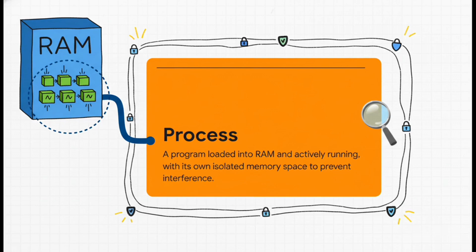And this brings us right back to that key term we mentioned earlier, a process. So once a program is loaded into RAM, it's not just a program anymore, it is a process. The OS gives it its own little walled-off garden, its own isolated sandbox in memory, which is super important because it stops it from messing with all the other processes running at the same time. This is the program alive and kicking.